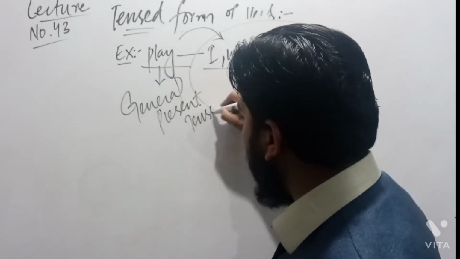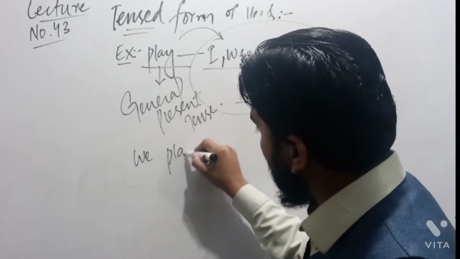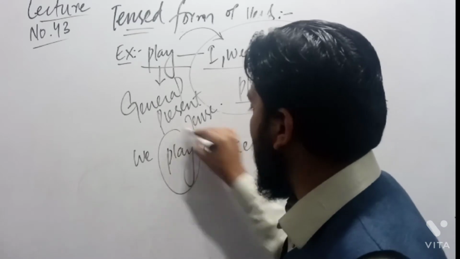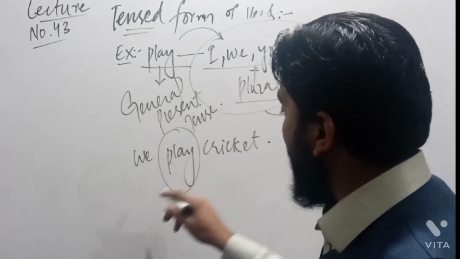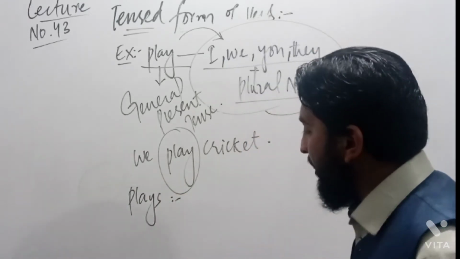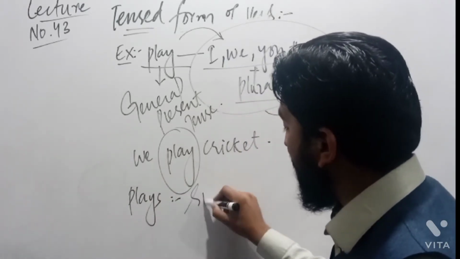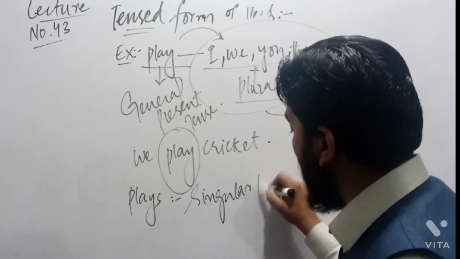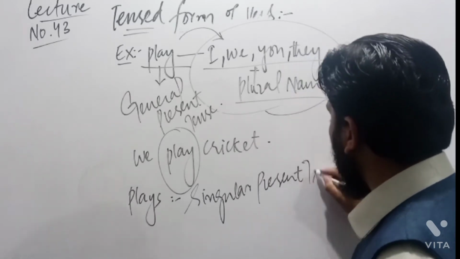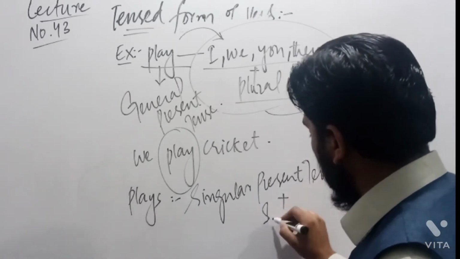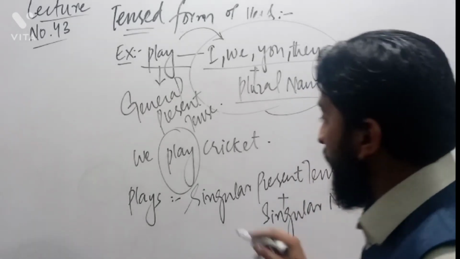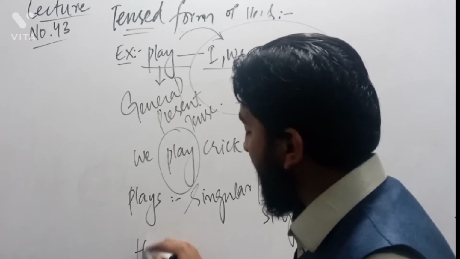If I say we play cricket, it means that this verb is called general present tense. If I use play and then s, plays, this shows that plays is called singular present tense and is used with he, she, it, or with any singular name. So I say we play cricket, he plays cricket.